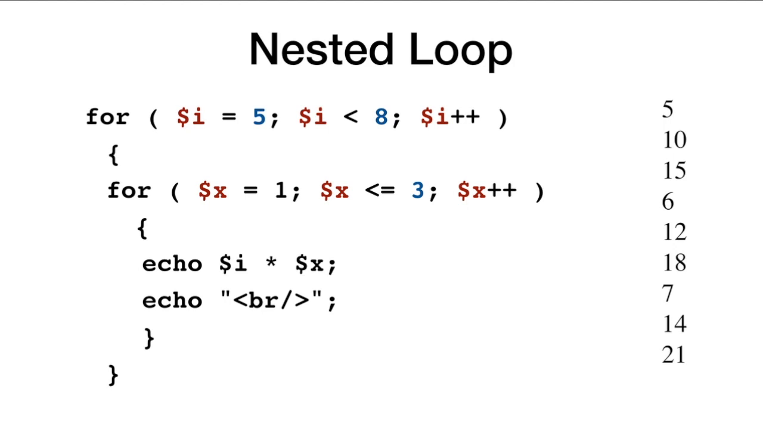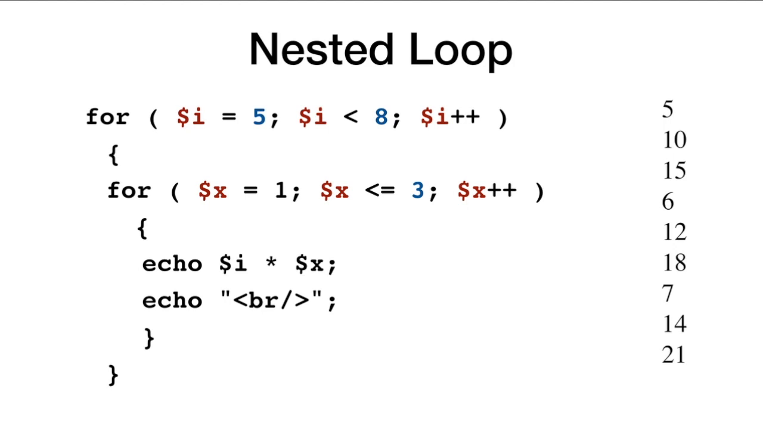Once the inner loop has completed its full run of 1, 2, 3, it stops, and the outer loop I goes around again, this time with I equal to 6. This goes into the inner loop where X is again 1, so we have 6 times 1 for 6. The inner loop goes around again, this time with X equal to 2, so now we have 6 times 2 is equal to 12. The inner loop goes around again with X set to 3, so now we have 6 times 3 for 18.